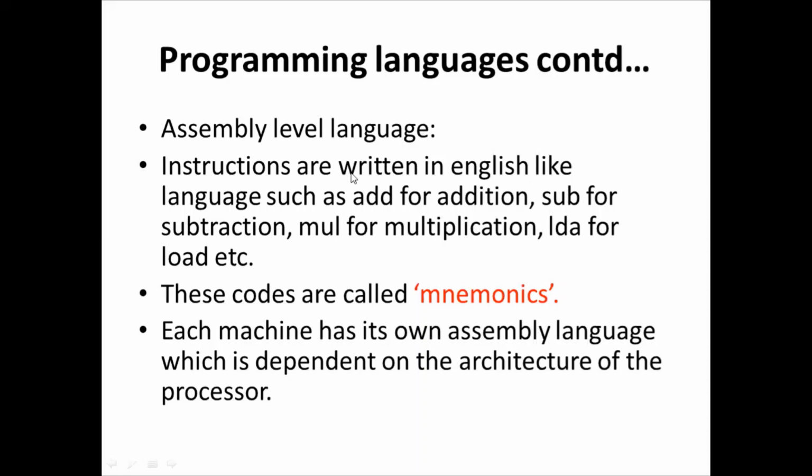Moving further, we have assembly level language. Here in the assembly level language, the instructions are written in English-like words. That is, shortcut words are used, like add for addition, sub for subtraction, mul for multiplication, LDA for load, etc. All these are shortcut words which are used, and these are English words. These codes are called mnemonics. Each machine has its own assembly language, which is dependent on the architecture of the processor. So every machine has its own assembly language. So it is machine dependent actually.